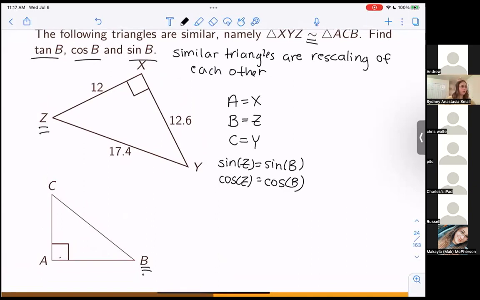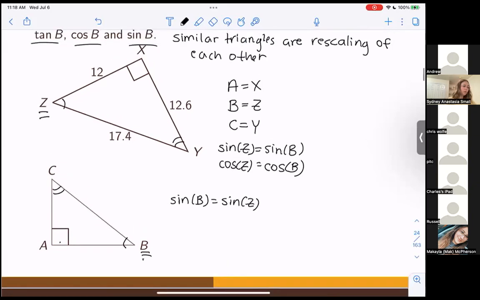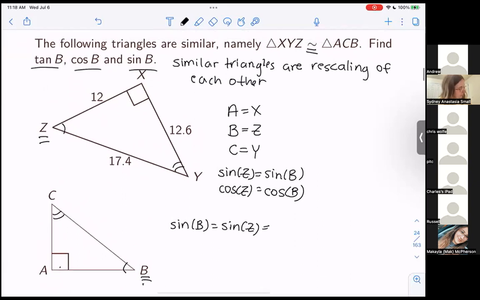Okay. So let's just compute this. We know that the sine of angle B is equal to the sine of angle Z, which if we look at angle Z here, angle B and angle Z, I'm just going to label these so we know which ones are congruent to one another. So we need the sine of Z, which is the opposite side, which is 12.6, over the hypotenuse, which is 17.4. I could plug this into my calculator to get a more exact decimal, but that is also a valid answer.